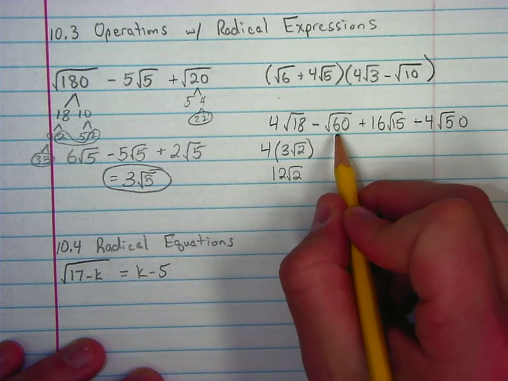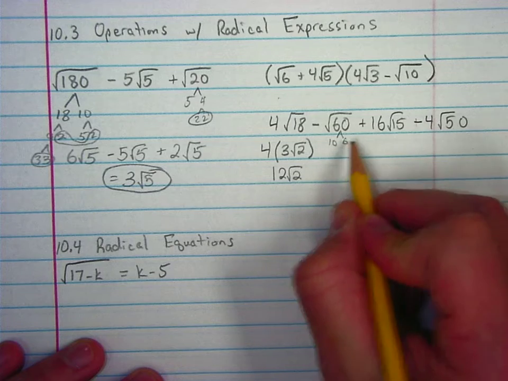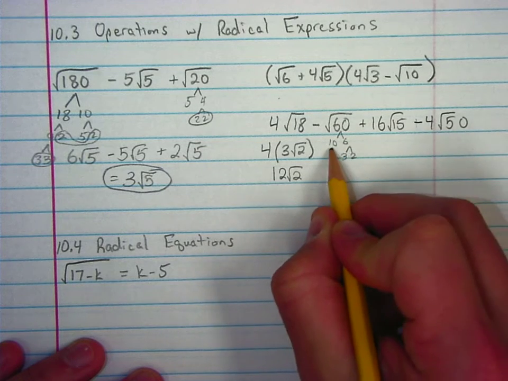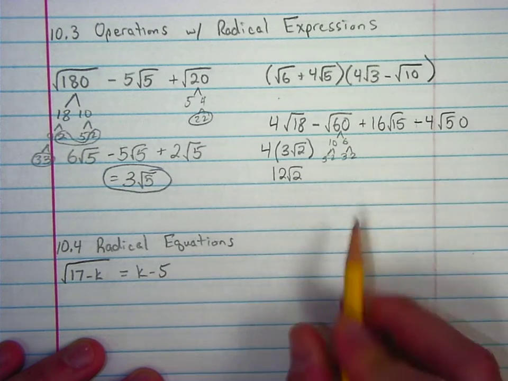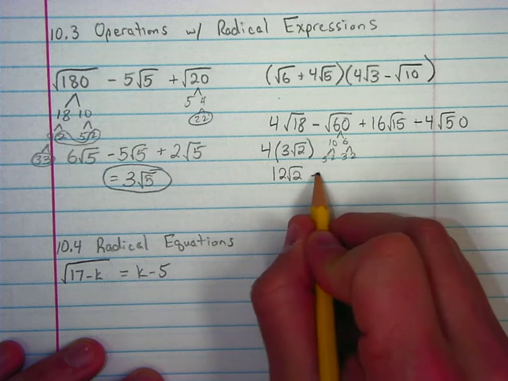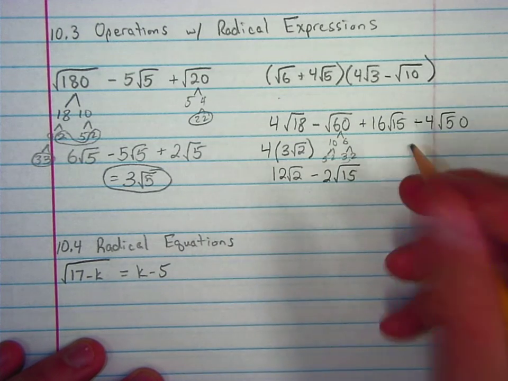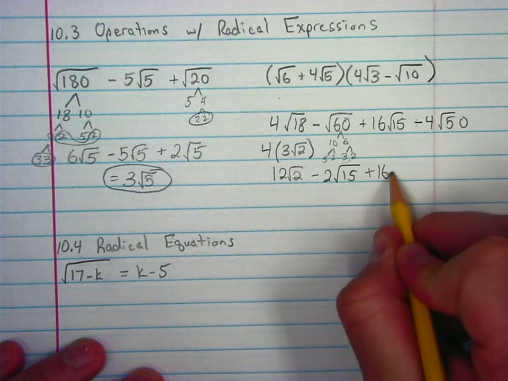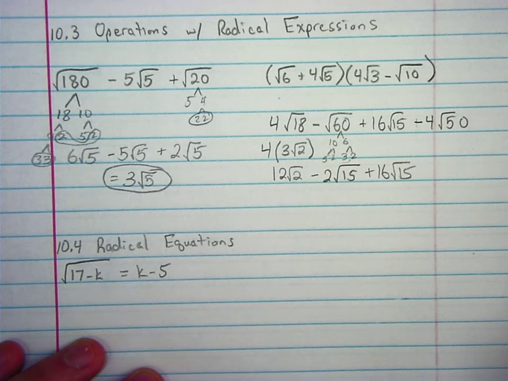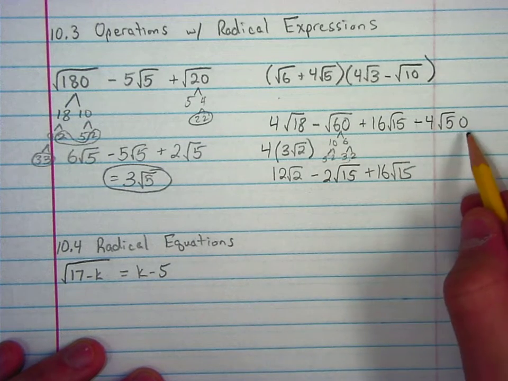60 breaks down. We have 10 and 6, 3 and 2, 5 and 2. So we could pull out a 2, and we're left with 15 on the inside. 15 can't be broken down anymore, so we have plus 16 times the square root of 15. And then we have minus 4 times square root of 50.